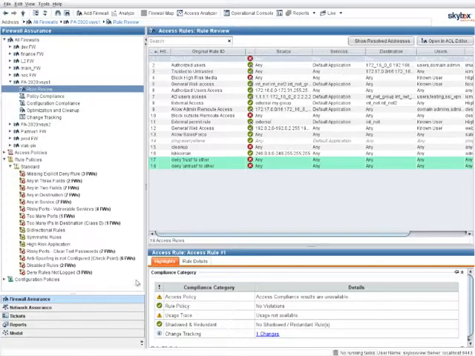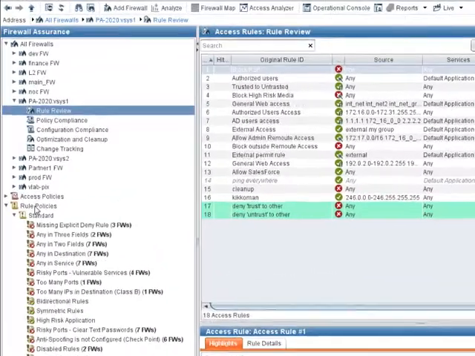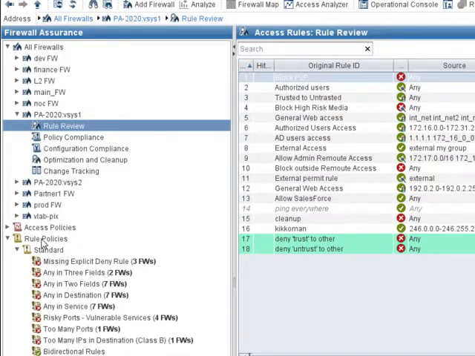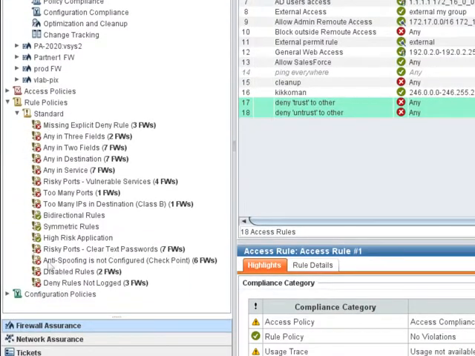We're going to start by looking at rule policies. A rule policy allows us to look at individual rules out of context, specifically for how that rule is complying with the best practice of the least privilege principle. As you can see here under standard rule policies, we see things like looking for any in multiple fields, looking for rules that are just too overly permissive, that are allowing too many ports, too many IP destinations, known risky ports, that kind of thing.